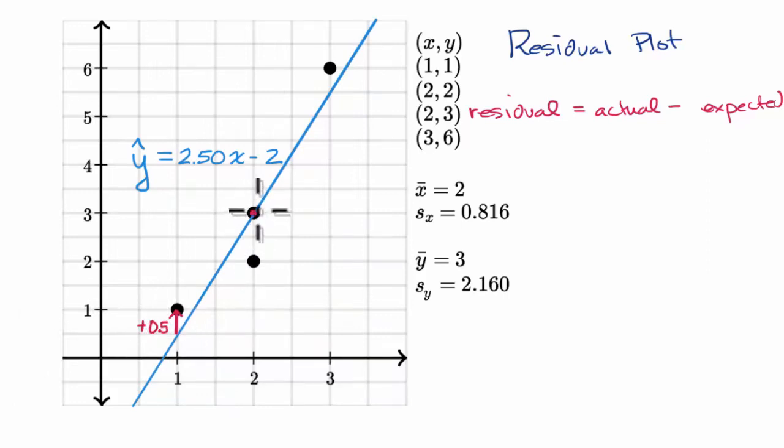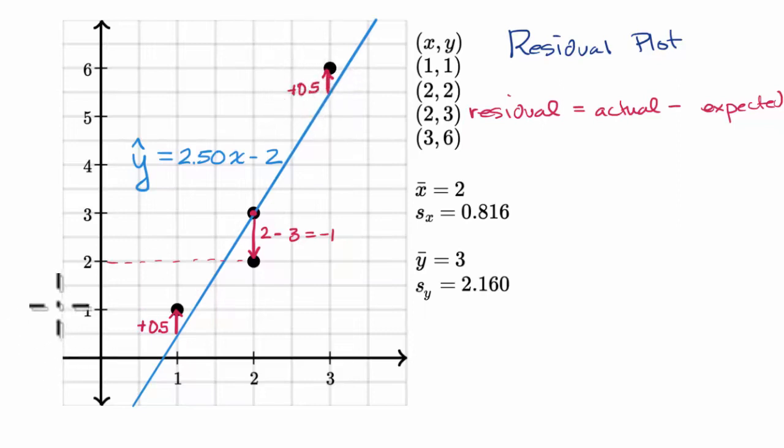Over for this point, you have 0 residual. The actual is the expected. For this point right over here, the actual when x equals 2 for y is 2, but the expected is 3. So our residual over here, once again, the actual is y equals 2 when x equals 2. The expected, 2 times 2.5 minus 2 is 3. So this is going to be 2 minus 3, which equals a residual of -1. And then over here, our actual when x equals 3 is 6. Our expected when x equals 3 is 5.5. So 6 minus 5.5, that is a positive 0.5.